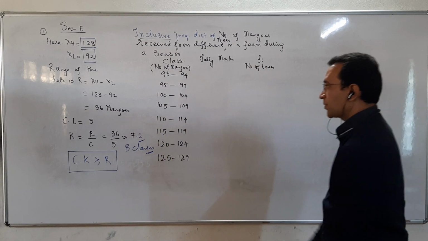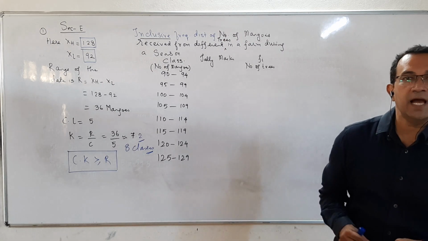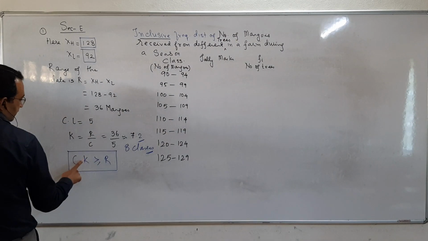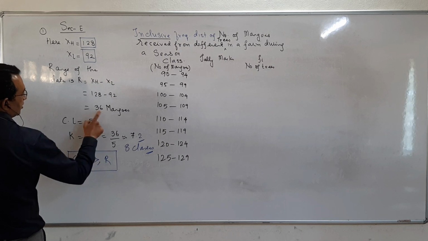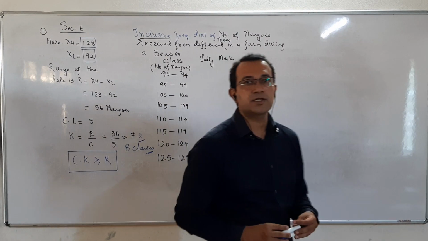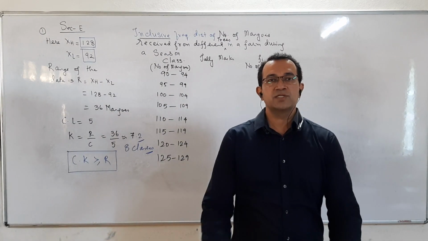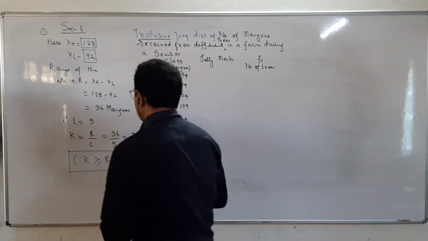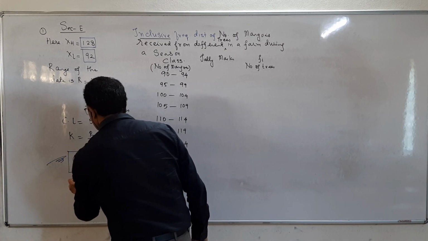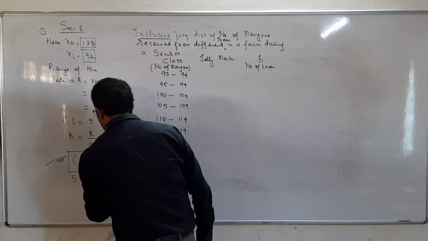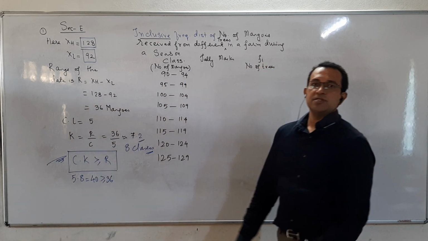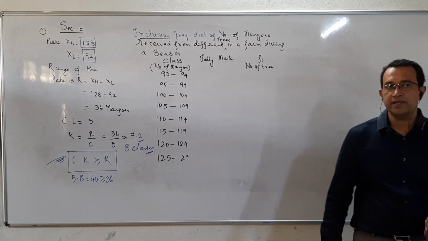Why did I not take 7 classes? Because if I take 7 classes, then 7 into 5 is 35, and 35 is not greater than or equal to 36. So this relation C into K greater than or equal to R must always be followed. Focus on this, students. If I take class length as 5 and classes as 8, 40 is definitely greater than 36. So this relation is satisfied.